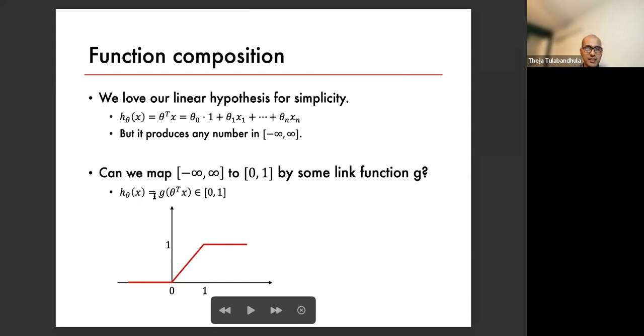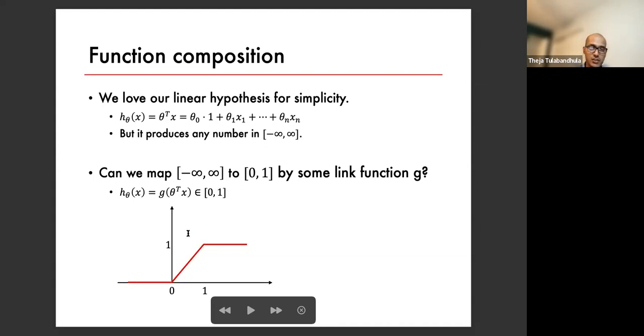Here's an example function. Our new h theta, not the original one, the new function. We're going to first do the inner product just as before, but then add an extra function g. So we compute theta transpose x, but then we'll have an extra function that operates on the output here, and then finally produces a number between 0 and 1. That's easy to see, right?